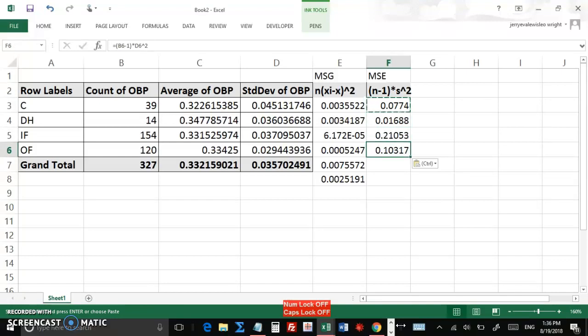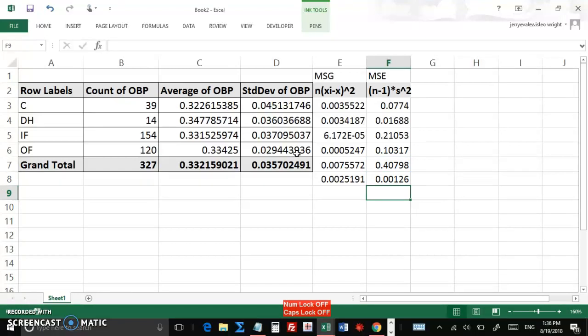Okay, let's take one more look here. I did n minus 1 of each group times the standard deviation of each group squared, right there. Let's sum it all up. Here we go. Okay, and then divide by the degrees of freedom of the errors, which is just 323. So F7 divided by 323. Okay, there we have it.